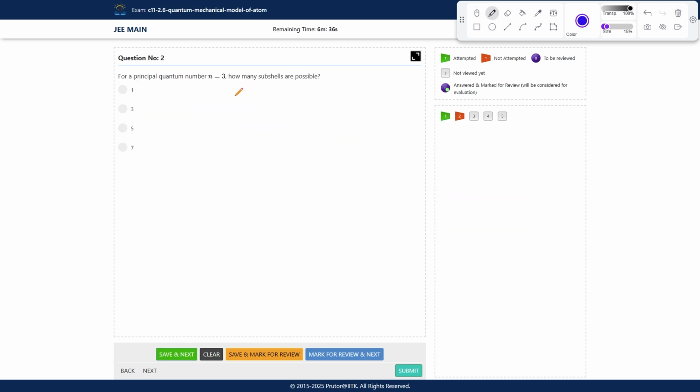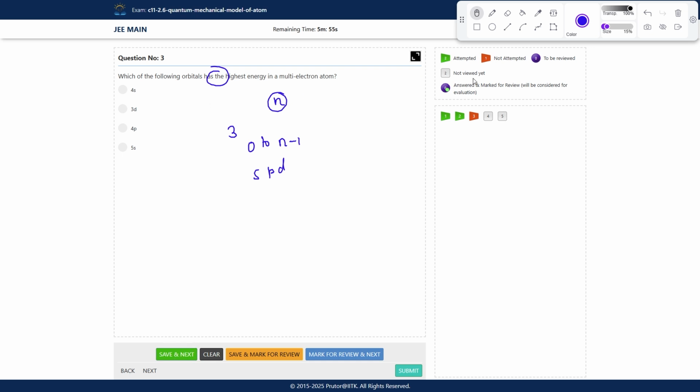For a principal quantum number n equals 3, how many subshells are possible? What are the subshells related to 3? It's very easy to calculate the number of subshells. It is 0 to n minus 1. Or you can simply say that the number of subshells is equal to the principal quantum number, which is n. So 3 will be the obvious answer, and they will be S, P, and D. The correct answer will be 3, which is S, P, and D. Then moving on to the next question.